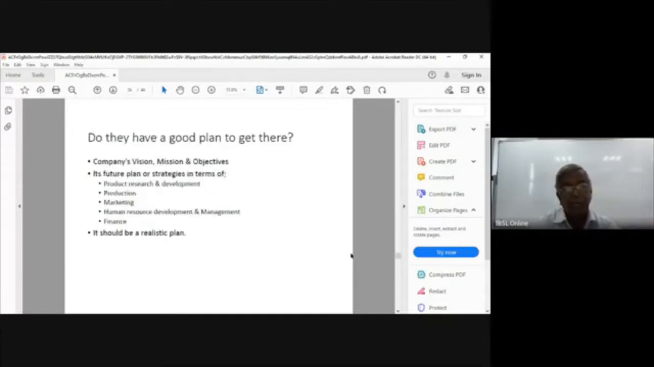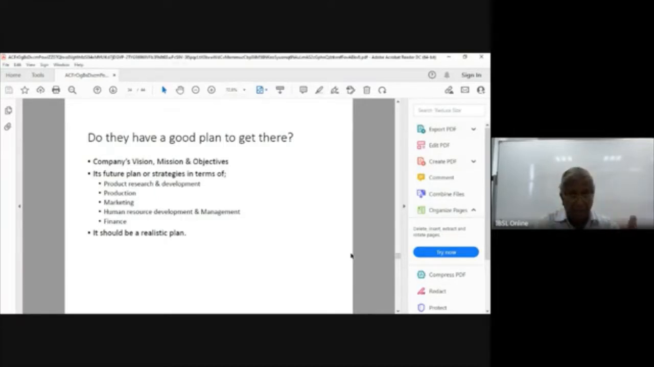Do they have a good plan to get there? Do they have a plan? So there, the company's vision, mission and objectives, important thing. They must have their clear vision. How do they achieve their vision? So that means the mission. So it is future plan or strategies in terms of what they want to do. What are their strategies in terms of product research and development, production, marketing, human resource development and management and finance.